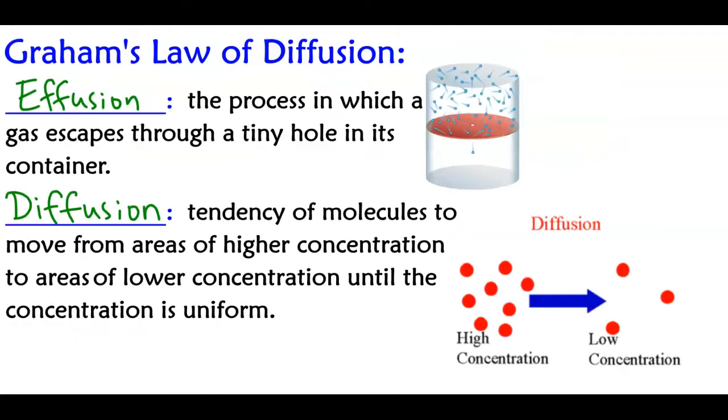So, Graham's law of effusion. Effusion is the process in which a gas escapes through a tiny hole in its container. So here's the container, and then there's the tiny hole that the gases can escape through. It's kind of like if you have a little hole in a balloon and the air is escaping through that hole. That would be effusion. Diffusion is the tendency of molecules to move from an area of higher concentration to an area of lower concentration. So we move from high concentration to low concentration in the process of diffusion.